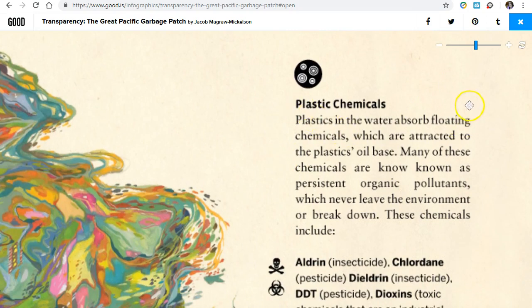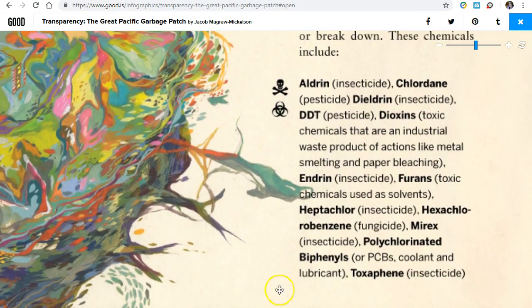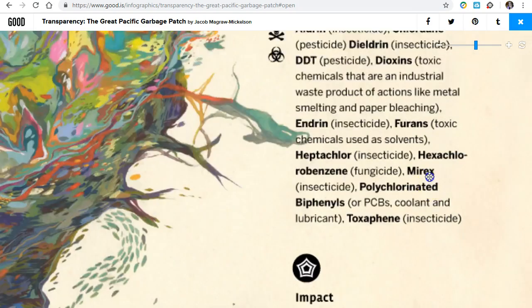So plastics in the water absorb floating chemicals, which are attracted to the plastic's oil base. Many of these chemicals are known as persistent organic pollutants, which never leave the environment or break down. They include a whole bunch of things. I don't expect you to have heard of any of these, but most of them are pesticides, insecticides, fungicides, basically things used to kill off insects or pests.